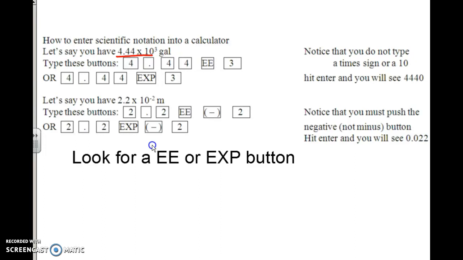This bottom one, to be able to put that one in, you would type a 2, a decimal point, a 2, the EE. Now you have to hit the negative sign, not the subtraction sign, and then a 2. And if you hit equals, you should get this on yours. Sorry, we're out of time.